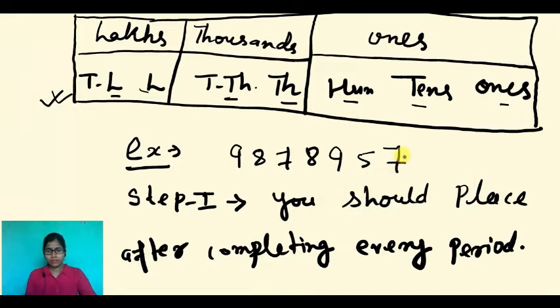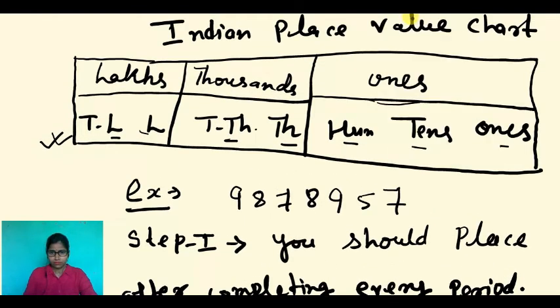How will you count the number? From the ones place. This is your ones place, so start counting: ones, tens, hundreds. Your ones period has finished here after hundreds. So after the hundreds place, put a comma.